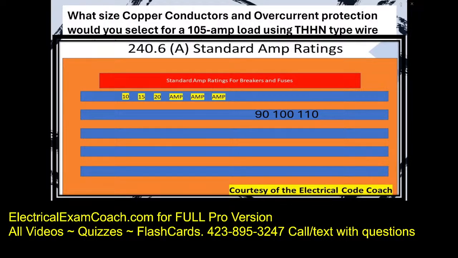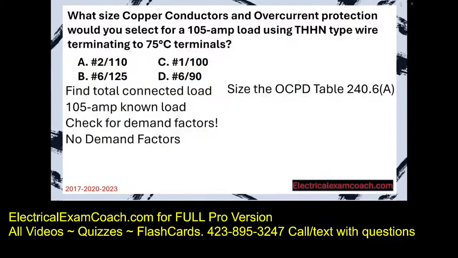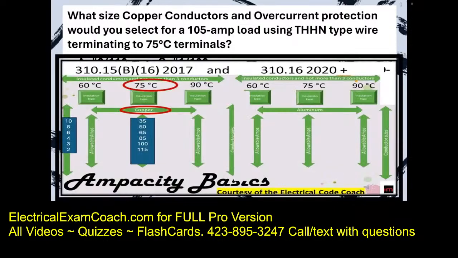Always go to the table because the correct answer for this question is actually a 110 amp breaker. Now, let's size the wire. For that, we head to our primary ampacity table. The known load's 105 amps. We're on the copper side of the table because that's what the question said. We're in the 75 degree C column.